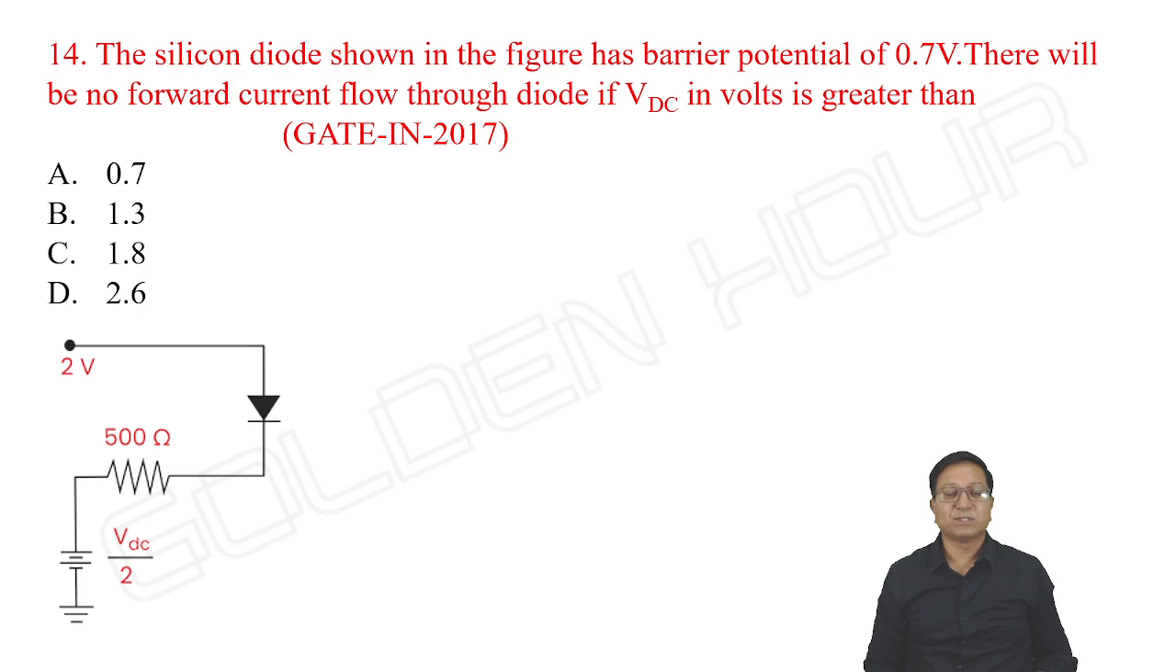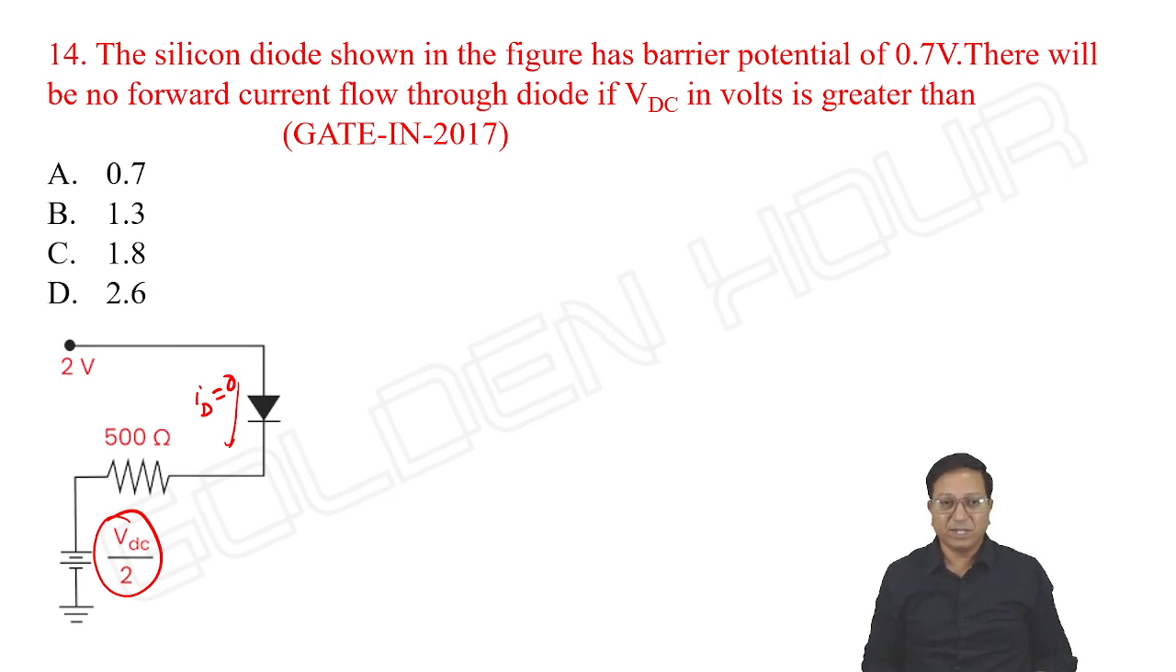Next, look at this question. A silicon diode shown in the figure has a barrier potential of 0.7 volts. There will be no forward current flowing through the diode if VDC in volts is greater than what? What should be the value of this voltage so that there is no forward current flow? So the current through the diode will be 0. What is VDC so that the current through the diode is 0?